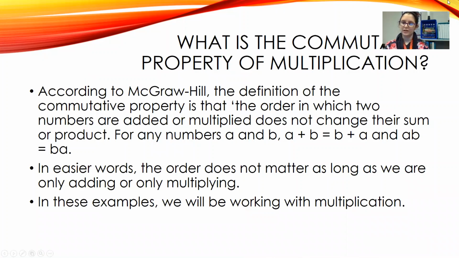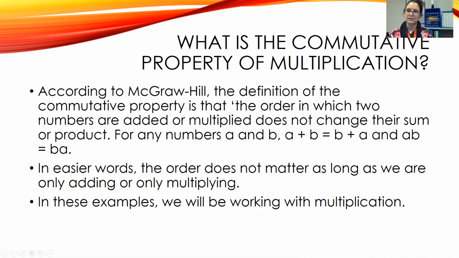Now, this is a bit wordy, but I do want to give you a definition as it is said by an actual textbook. So, according to McGraw-Hill, the definition of the commutative property is that the order in which two numbers are added or multiplied does not change their sum or product. And for any number a and b, a plus b equals b plus a, and a times b equals b times a. So in an easier way to say that, what does it mean?